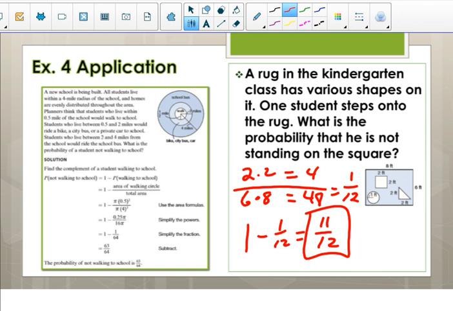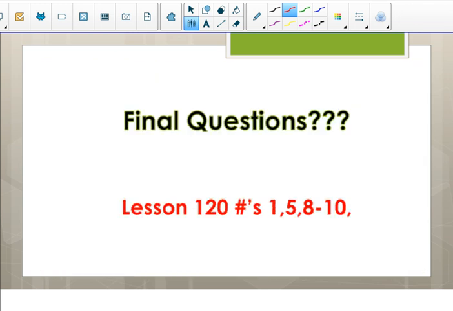Hopefully that helped you with geometric probability. Your final assignments for the year would be lesson 120, numbers 1, 5, 8, 9, and 10.